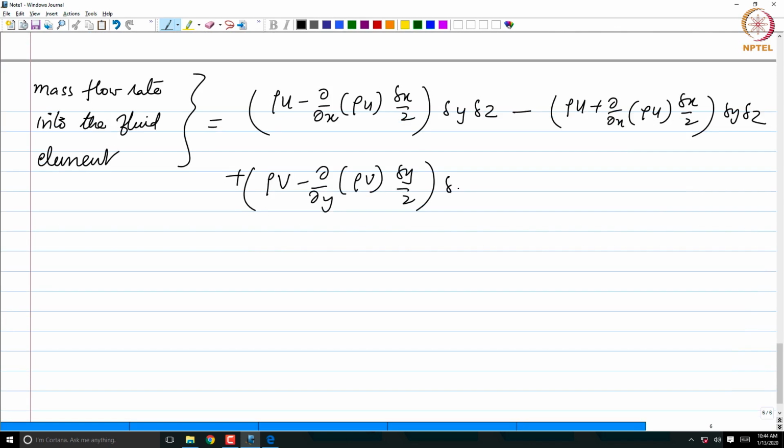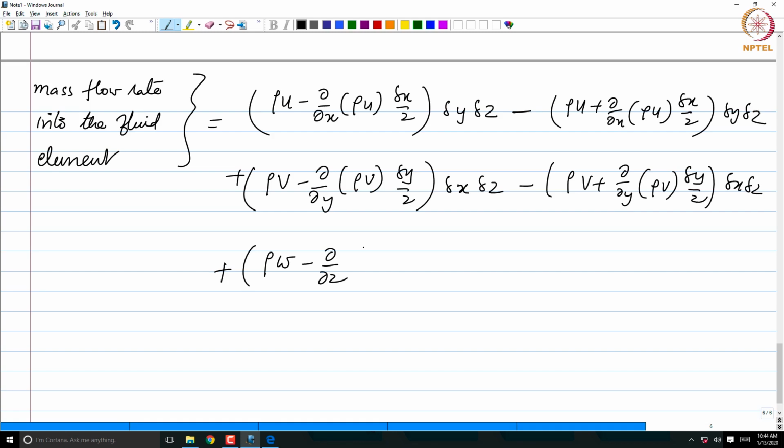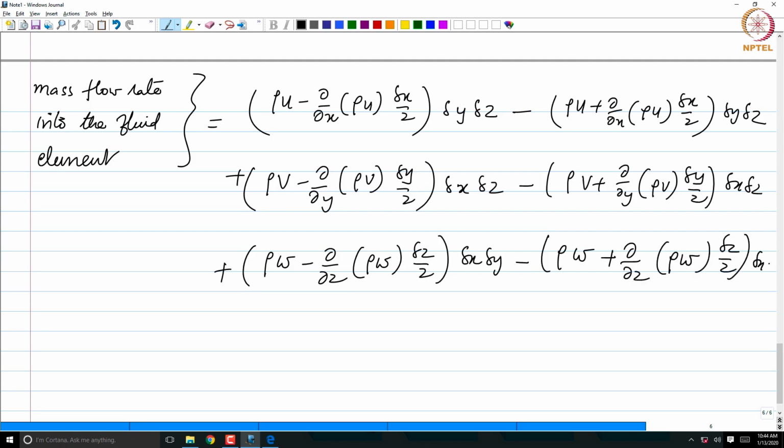So delta x, delta z, minus the mass flow rate that is leaving through the top surface, which is rho v plus partial y, rho v delta y by 2 times delta x delta z. Similarly, if I extend it to the back face and the front face, on the back face we have rho w minus partial z, rho w delta z by 2 times the cross-sectional area, delta x delta y, minus rho w plus partial z, rho w times delta z by 2 times delta x delta y.